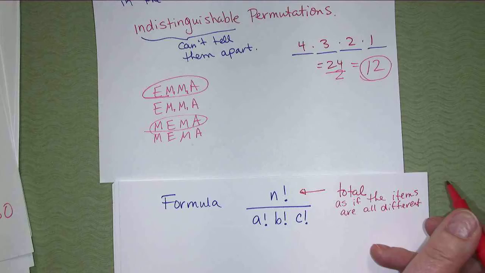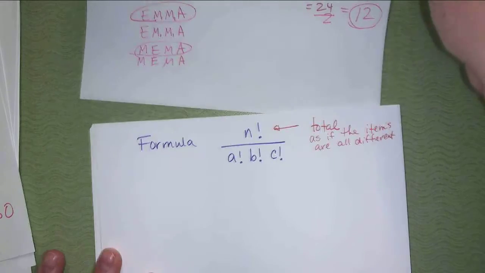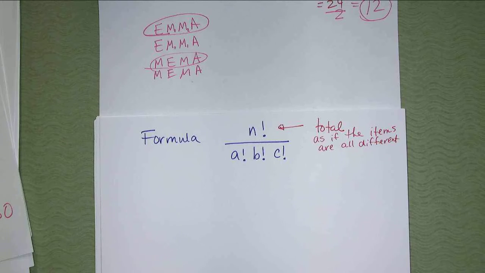As if the items are all different. It doesn't have to be letters. It could be you're making arrangements of cupcakes, and some of the cupcakes look the same, right? You're making a lineup for a window. You're putting them all in. How many ways can you arrange them? Well, the ones that look the same, whether you switch those or not, you wouldn't count that, right? So it could be anything.